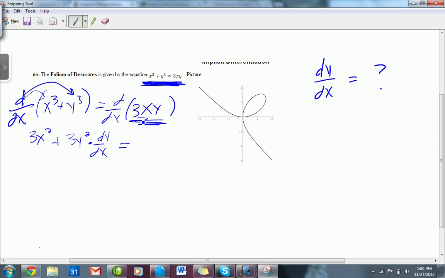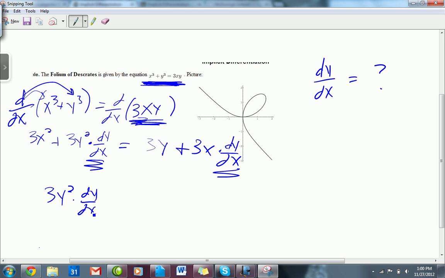So if I'm thinking of it as 3x times y, it's going to be the derivative of 3x with respect to x, which is 3, times y, plus 3x times the derivative of y. Now the derivative of y, by the chain rule, is dy/dx. Okay. Now, once I've differentiated, I have to solve algebraically for dy/dx, right? There's one on each side. To isolate, I want to get them both on the same side. So I'm going to keep this one on the right. I'm going to subtract the 3x dy/dx from both sides, and I'm going to subtract the 3x squared.